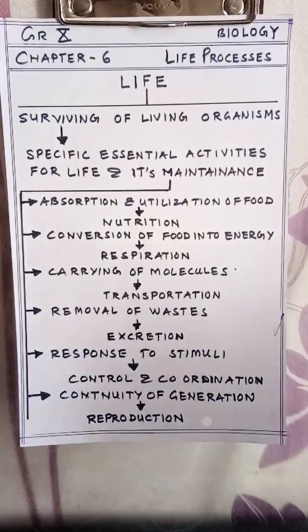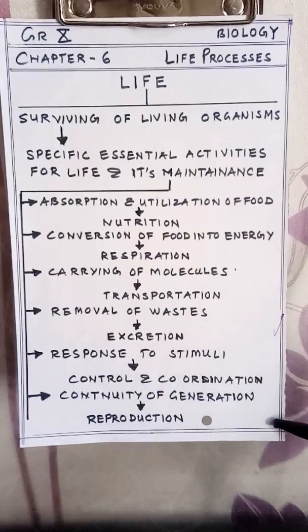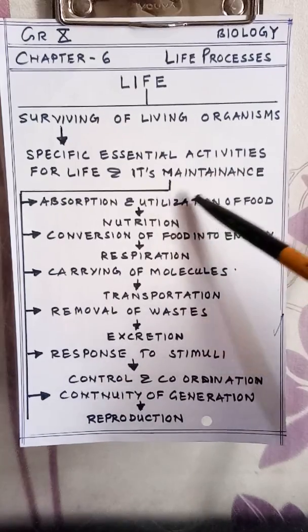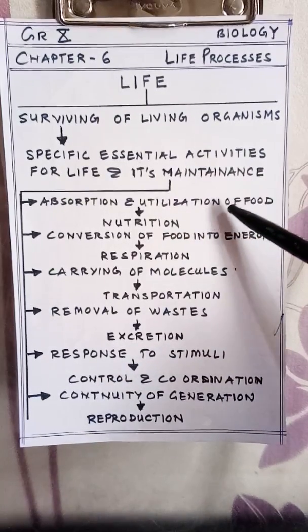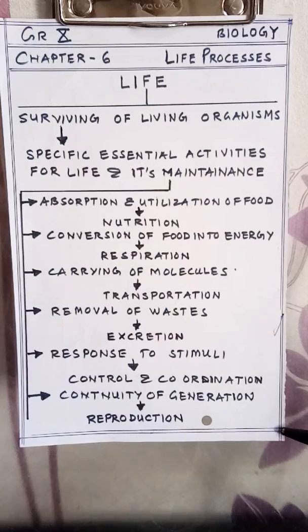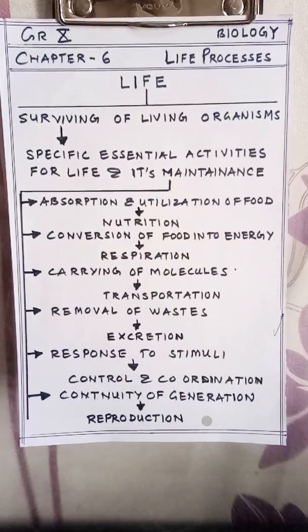So we are going to discuss all the different life processes which are functioning in your body and help in making your successful survival. A specific essential activity for life and its maintenance: definitely there are certain activities, certain functions which are supposed to be performed on a compulsory, essential basis. It is a necessity for the organism to survive, to be alive.